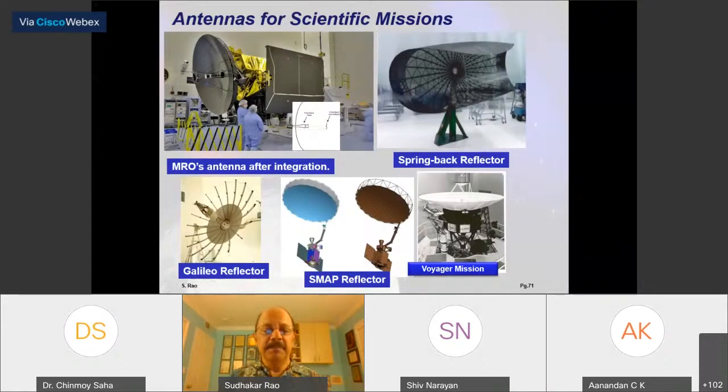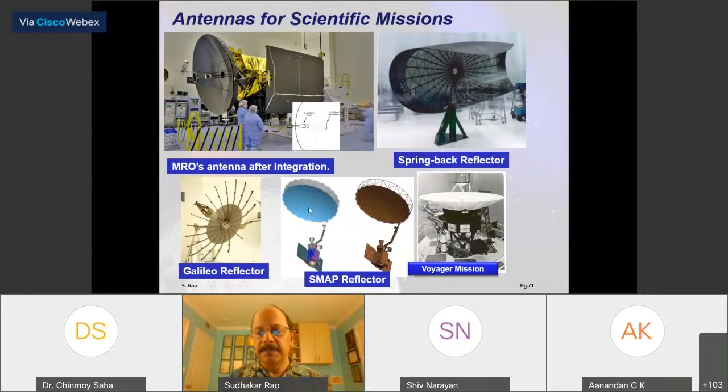Some scientific missions I won't go through. This is Mars. I think it's 3 meter. It has X and Ka band. You have the Galileo reflector, which is built by Harris, but it didn't deploy when it was first launched. So they had to take it very close to the sun, heat it up, and shake the body. Then it deployed. By the time it deployed, there was no fuel left in the spacecraft, so life is very short.